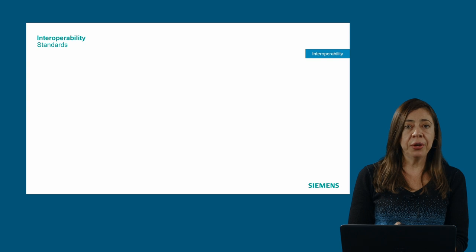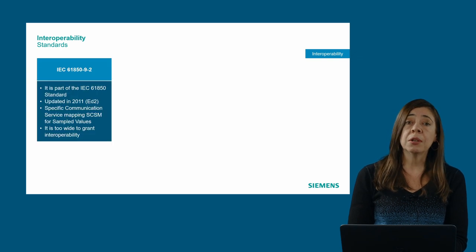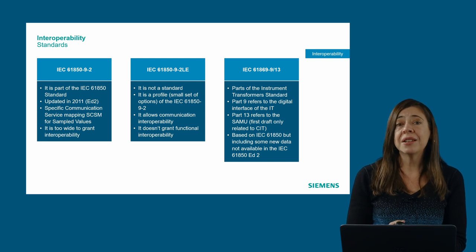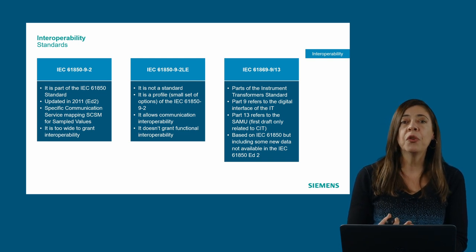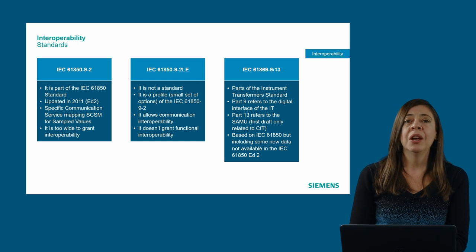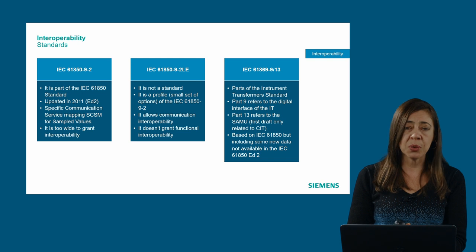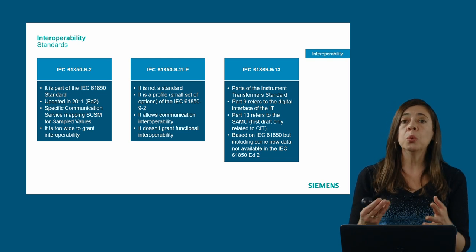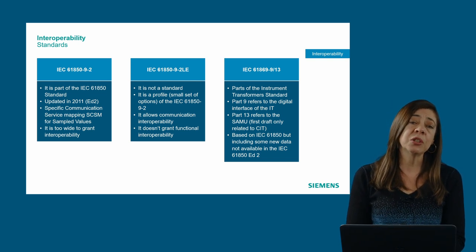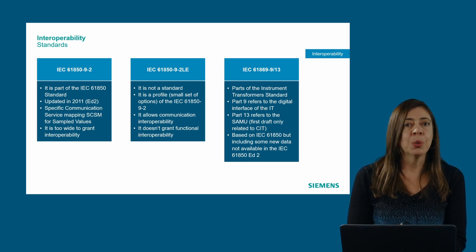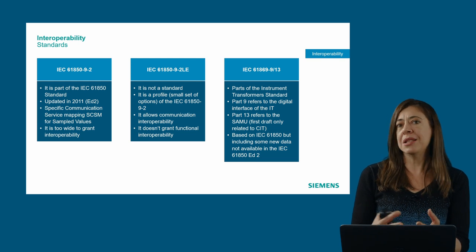And now we come to the third key point of the technology, which is the interoperability. And when we talk about interoperability, then we need to talk about standards. The first standard defining the transmission of the analog values as digital values was included in the first edition of the IEC 61850 standard in 2003. It was too wide to grant interoperability, and that's why 1 year later, the so-called light edition was published to grant the interoperability.